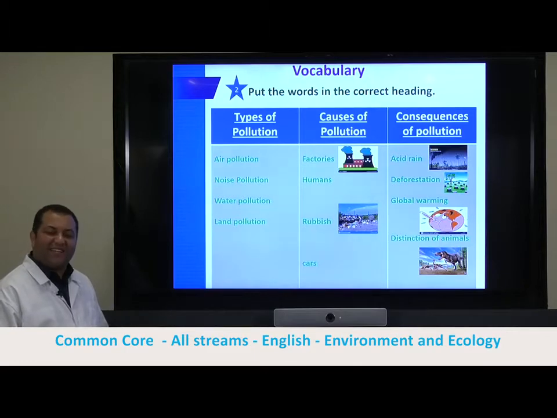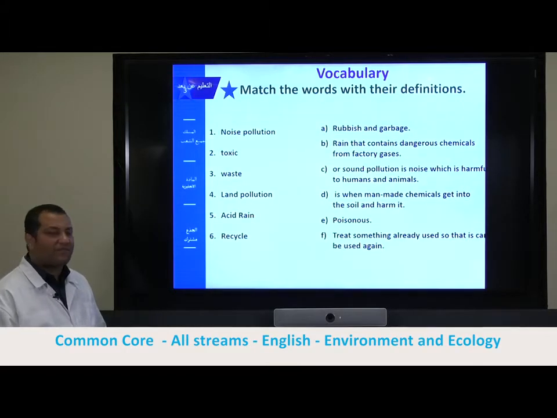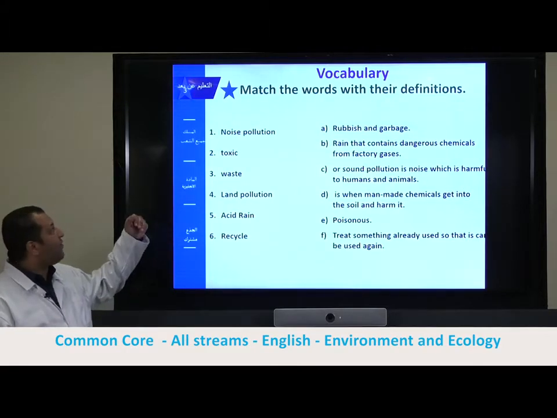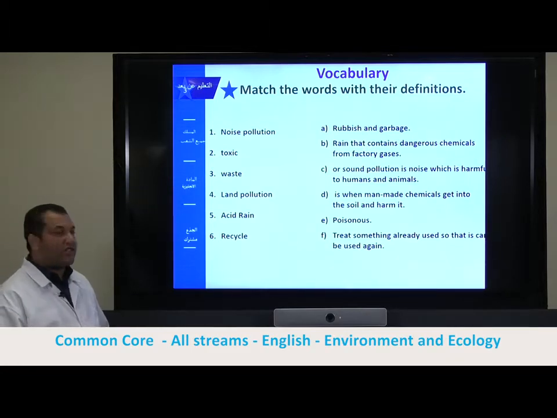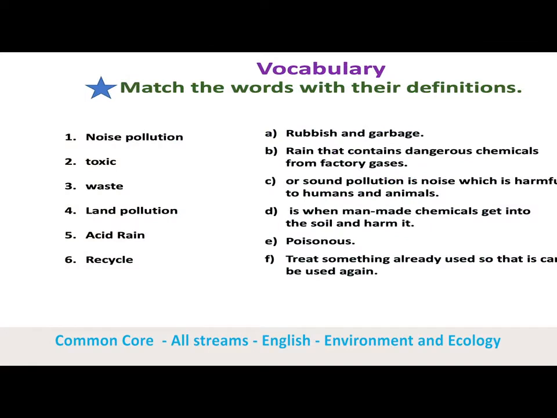Let's move to the next exercise. We're still with vocabulary. Match the words with their definitions. Let's talk about noise pollution. What is noise pollution? Toxic, waste, land pollution, acid rain, and finally recycle. Recycle the waste, for example.